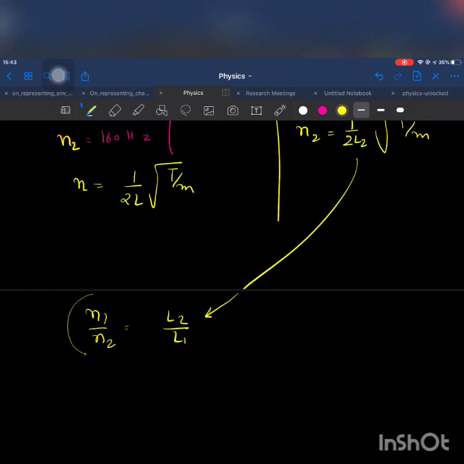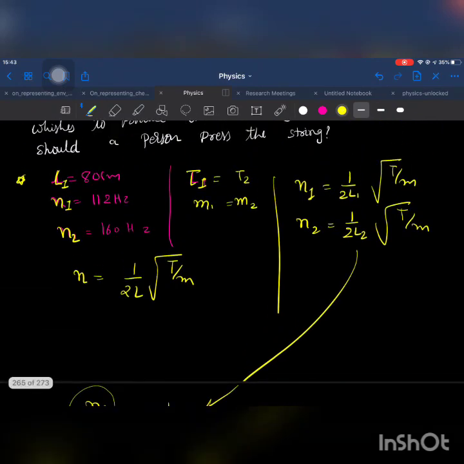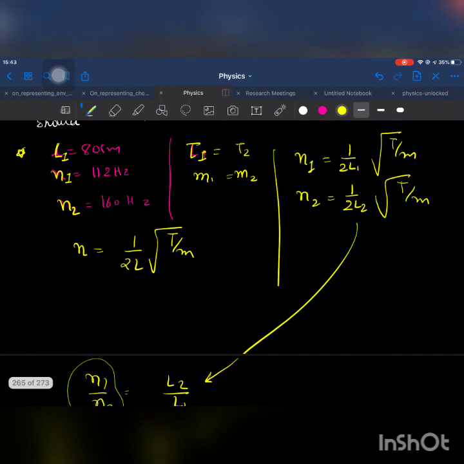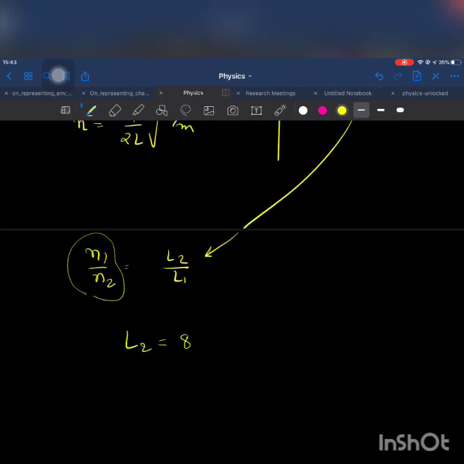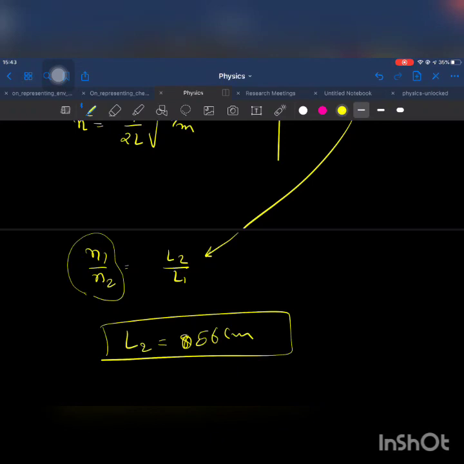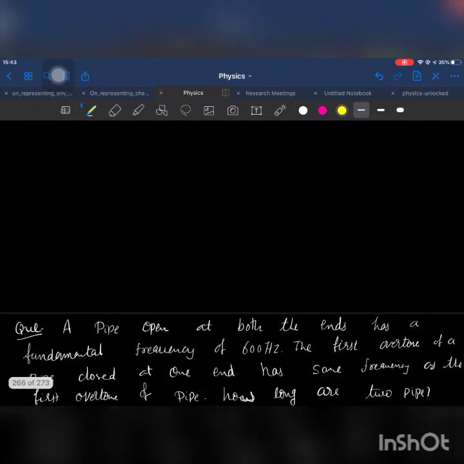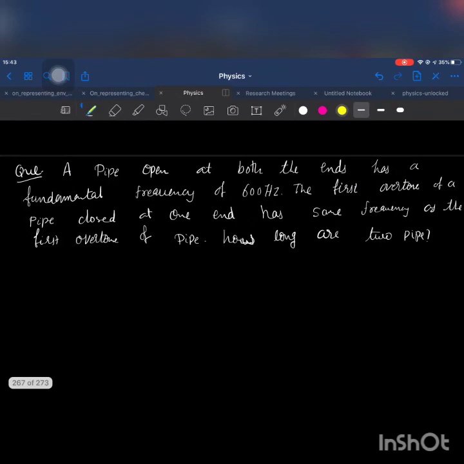Now they have already given what is N1, N2, L1, L2. So I think you have all the information here. Okay. So substitute and get what is L2, and you should get L2 is equal to 56 centimeter. So that's my answer. Now if you look into this, you can actually understand that if you are pressing at 56 centimeter, you can generate a 160 hertz sound. Okay. And if you are a guitarist, you are more concerned about whether it is actually pleasant.